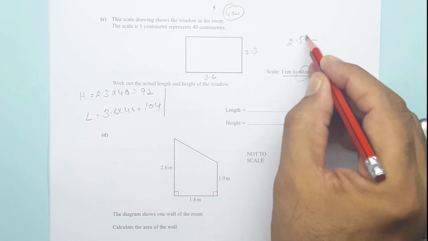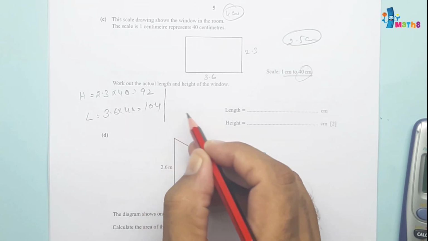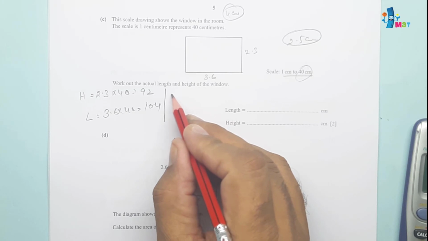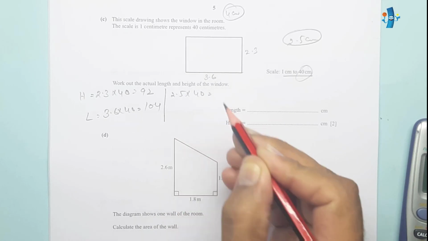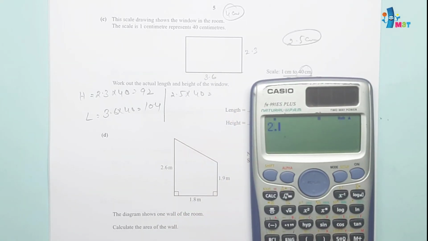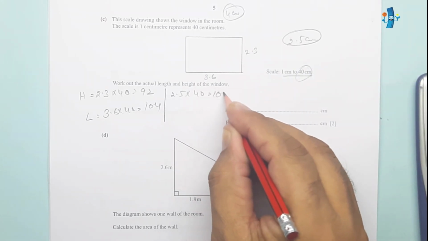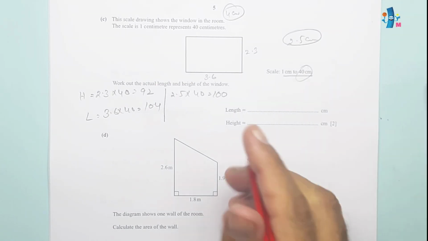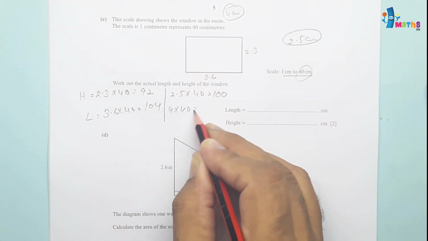So if we use these measurements by which the calculation is done in the marking scheme, then height will be equal to 2.5 multiplied by 40, which is equal to 100. And if we calculate 4 multiplied by 40, this will be equal to 160. So length will be 4 multiplied by 40, which is equal to 160.